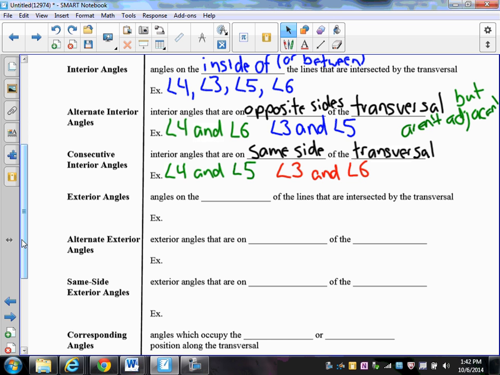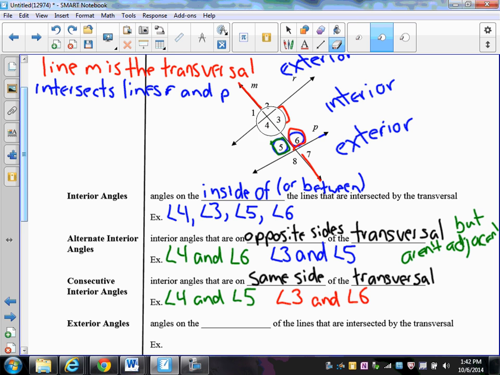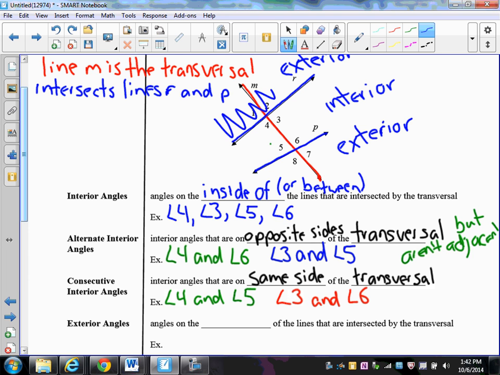All right, so we talked about interior angles. We also want to talk about exterior angles. So if I erase the lines that I've drawn here, I'm still going to keep exterior and interior. We still have the transversal M and lines R and P. So the exterior is on the outside. Remember, if you have exterior paint, that's outside, interior paint's inside. So there's your exterior angles. So where it touches is angle 1, angle 2, angle 8, and angle 7.